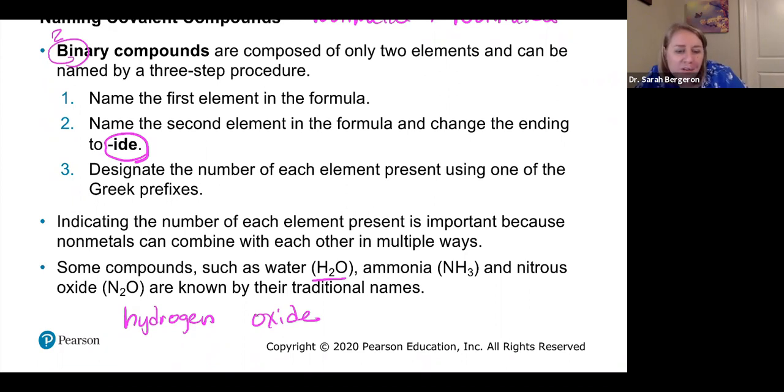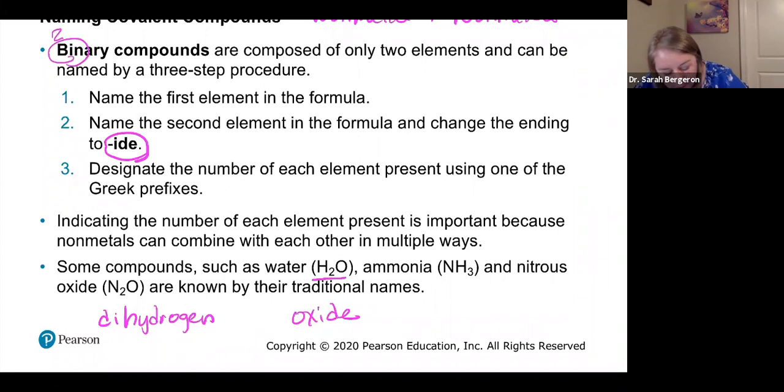So how many hydrogens do we have? We have two. So mono is one, di is two. So this is dihydrogen. And then we need to say how many we have of oxygen. Oxygen is only one. So this is dihydrogen monoxide. So the next time you need to go get a drink of water, you can instead say, oh, I really need a drink of dihydrogen monoxide. You freak people out because everything has a scientific name. We just have some common names that we say, right? Okay.